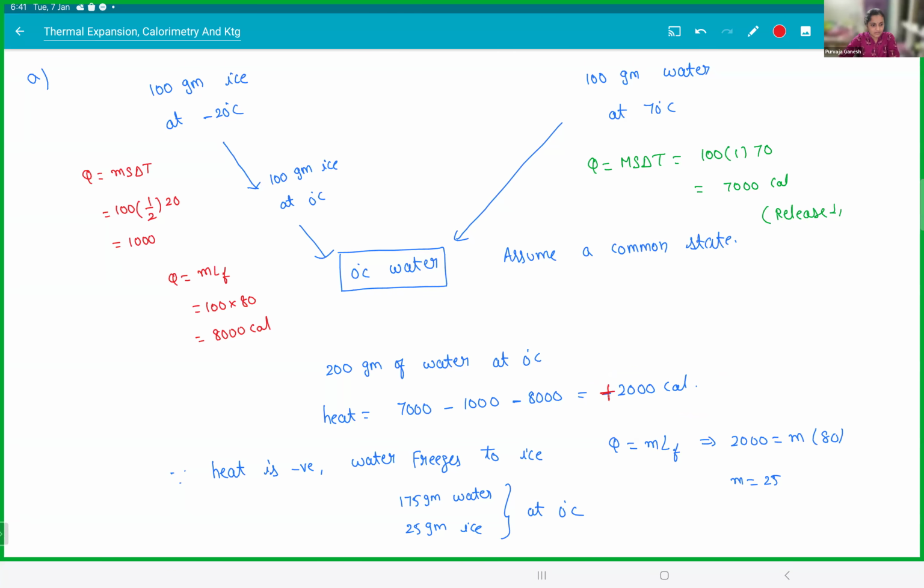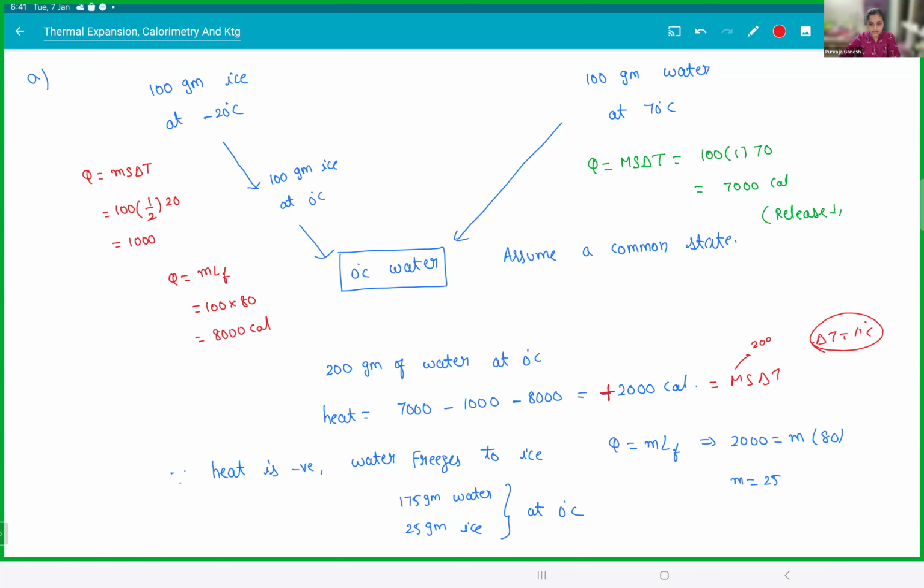Suppose if this would be plus 2000, then what does it mean? You had excess heat, right? So the water won't be at 0 degrees, na? Then what will you get? 200 is equal to ms delta T. This would be 200, S is 1. So final temperature is 10 degrees.